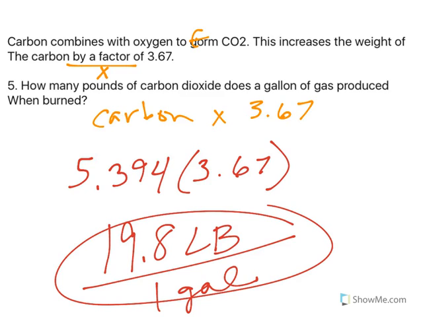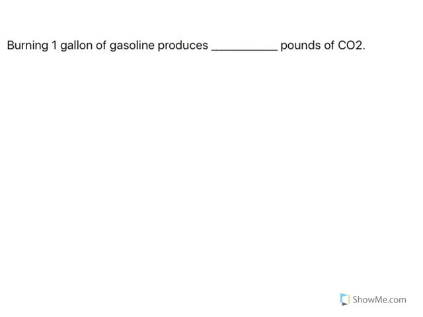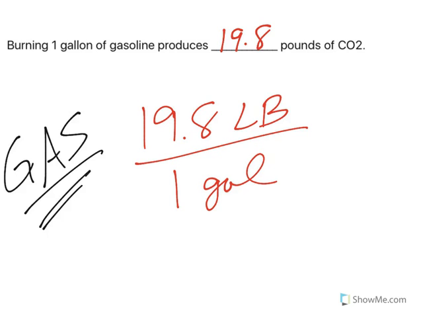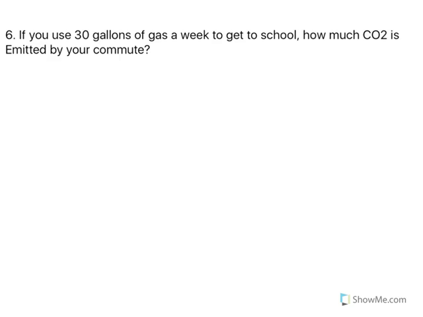So if you know how many gallons of gas you produced, you can find out how many pounds of CO2 you are producing or emitting into the atmosphere. So burning 1 gallon of gas produces 19.8 pounds of CO2. Again, our ratio will be 19.8 pounds to 1 gallon. And this is only for gasoline. So let's do a couple problems with this.